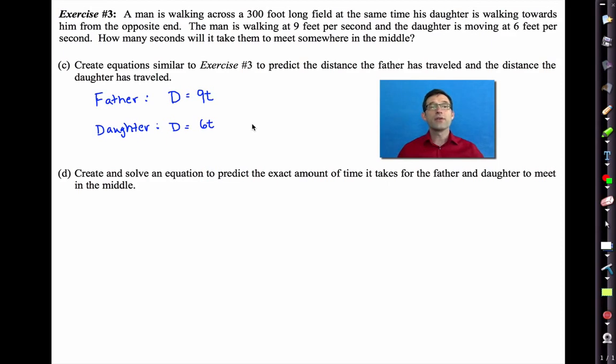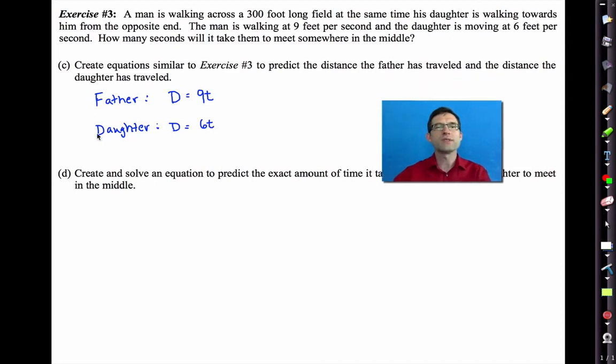Finally, letter D says, create and solve an equation to predict the exact amount of time it takes for the daughter and father to meet in the middle. So why don't you pause the video now and see if you can figure that out. Go all the way, create an equation, solve the equation, and tell me how much time it takes for those two to meet in the middle. All right, let's go through it.